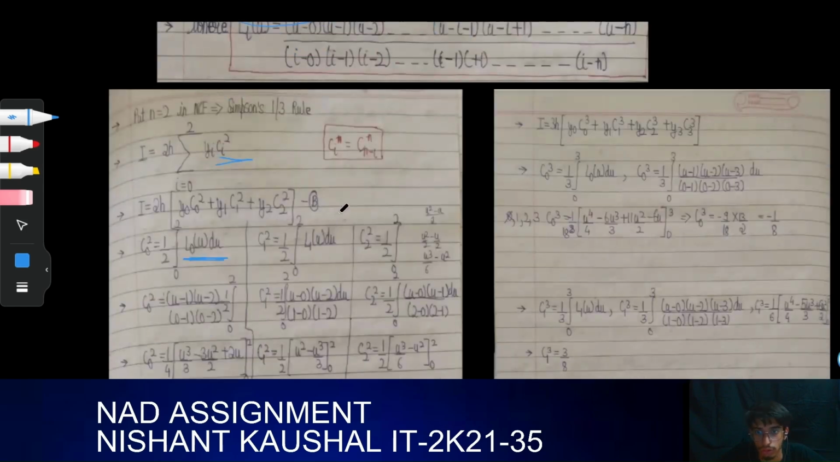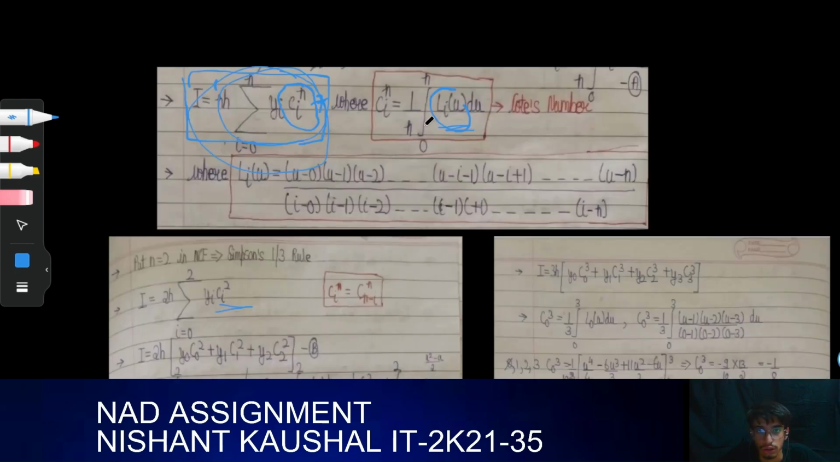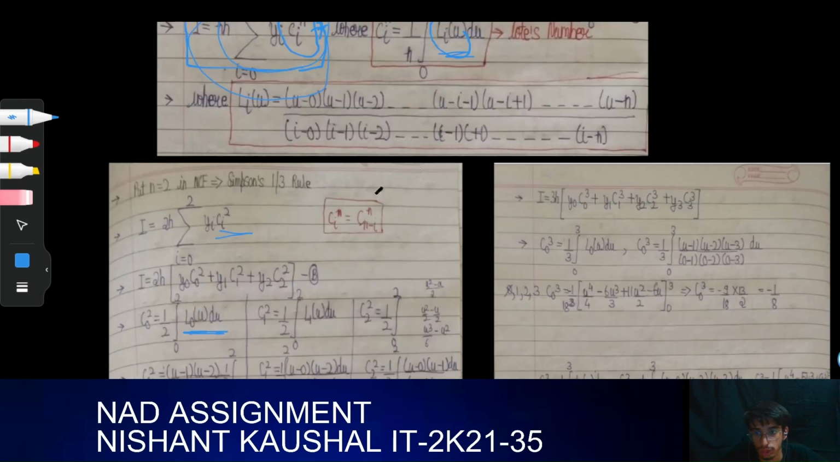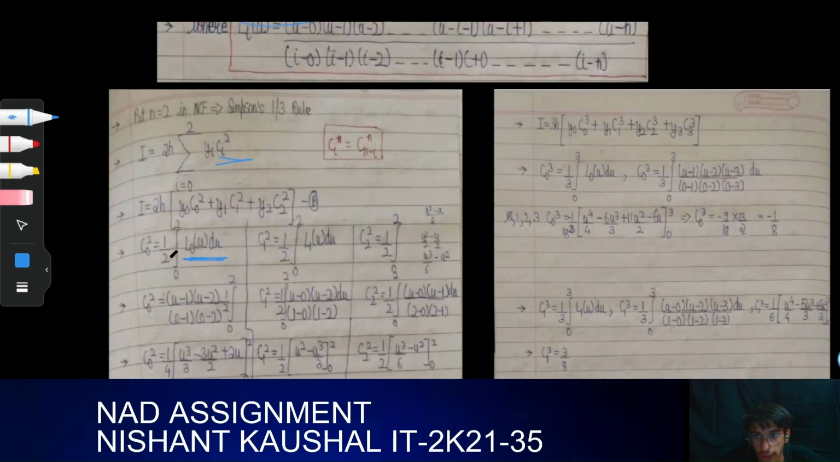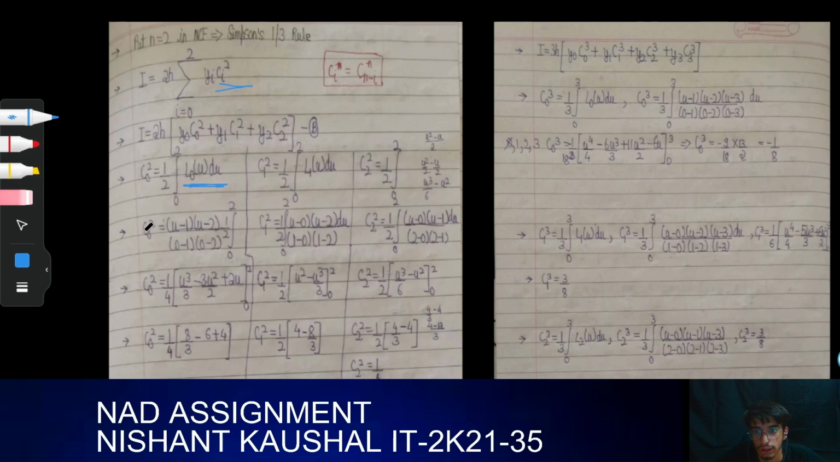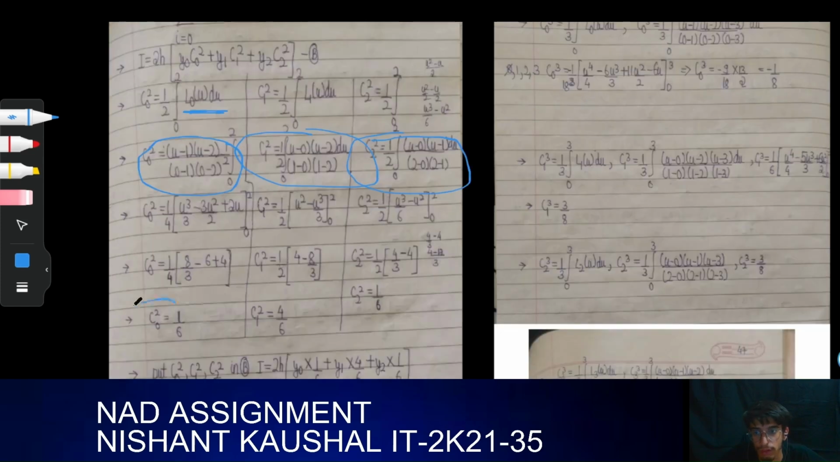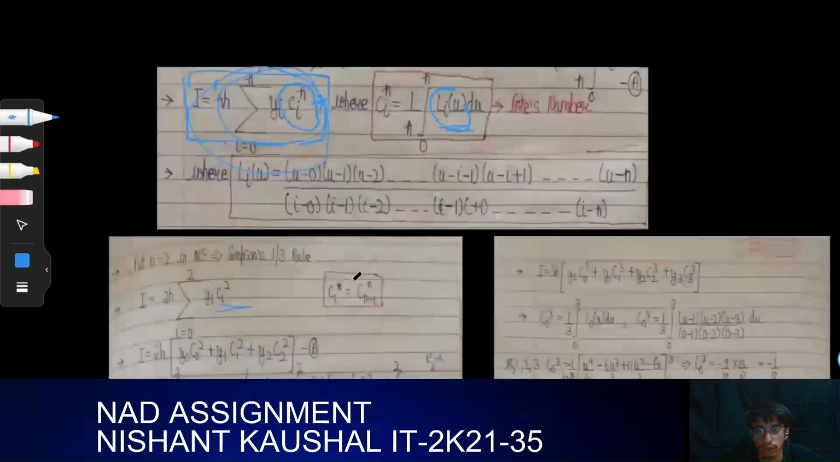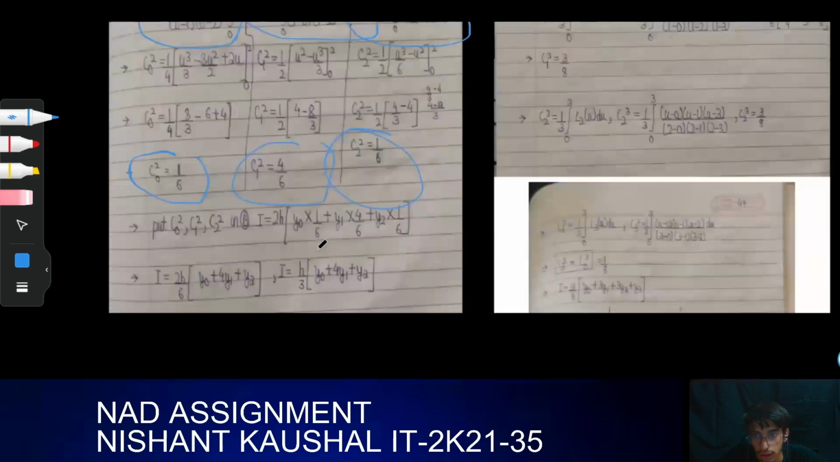So for the value of Lagrange's number, c0 square will be what? 1 by n, integration of 0 to 1 by n. Here n will be 2, so 1 by 2 integration 0 to 2 L0u, right? Here these values will come using the formula. If we solve this, we will get 1 by 6, 4 by 6, and 1 by 6, and putting these values in the formula, we will get Simpson one-third rule.